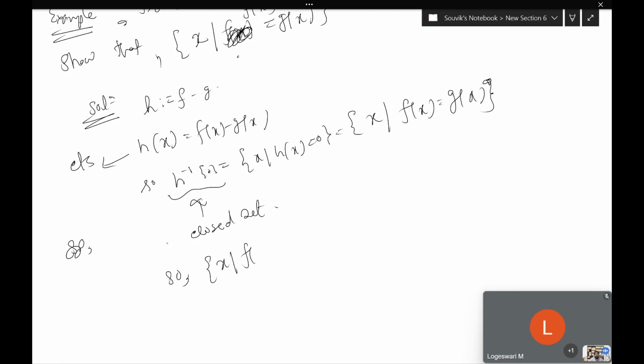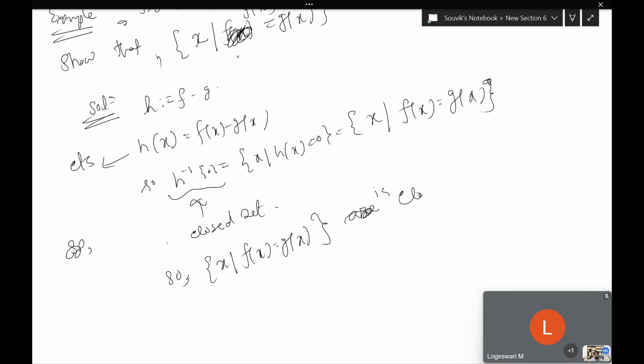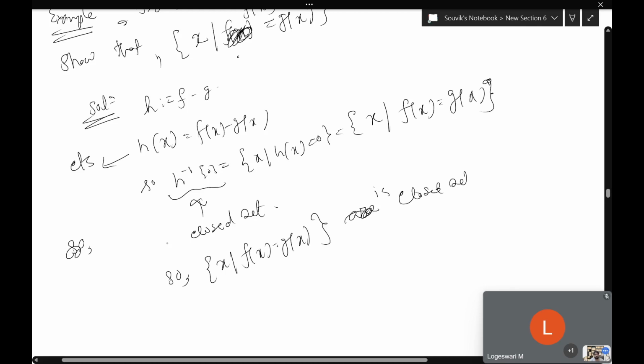So all those x such that f(x) equals g(x) form a set. I mean, sorry, it's a closed set. So in this way we can solve this type of problems, okay?